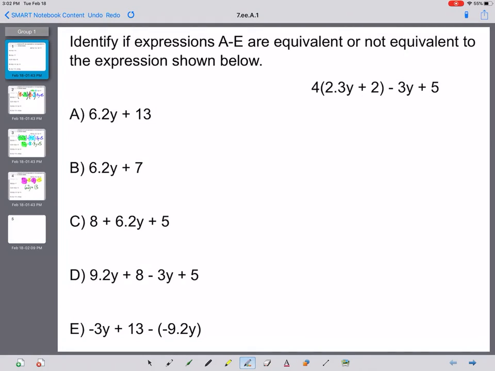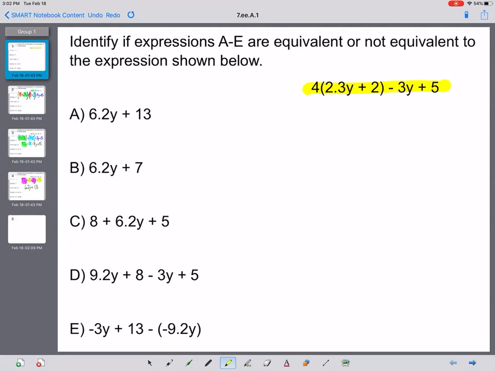Identify if expressions a through e are equivalent or not equivalent to the expression shown below. The expression is 4 times the quantity 2.3y plus 2, minus 3y plus 5.